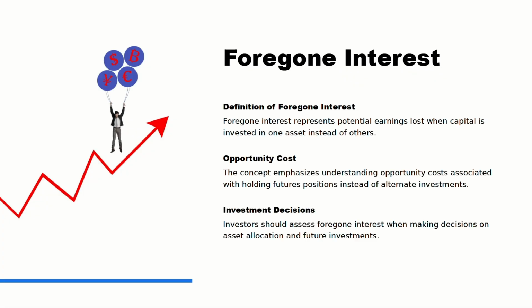Foregone interest. Definition of foregone interest. Foregone interest represents potential earnings lost when capital is invested in one asset instead of others. Opportunity cost. The concept emphasizes understanding opportunity costs associated with holding futures positions instead of alternate investments. Investment decisions. Investors should assess foregone interest when making decisions on asset allocation and future investments.